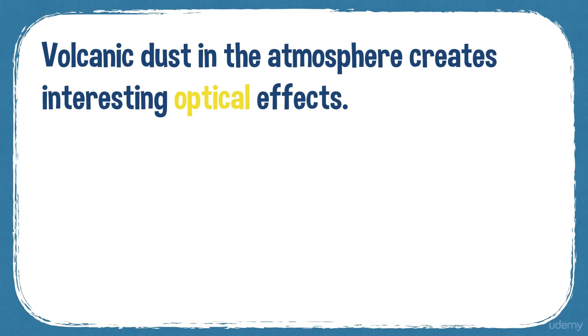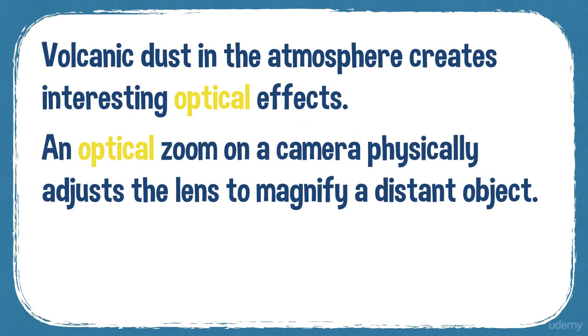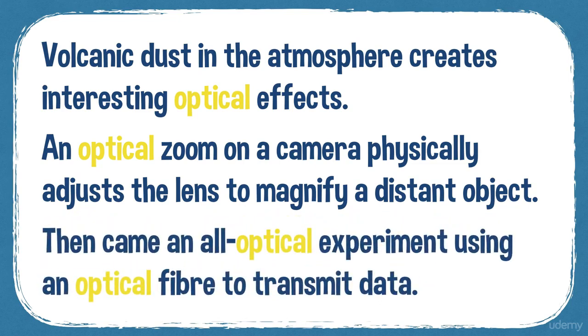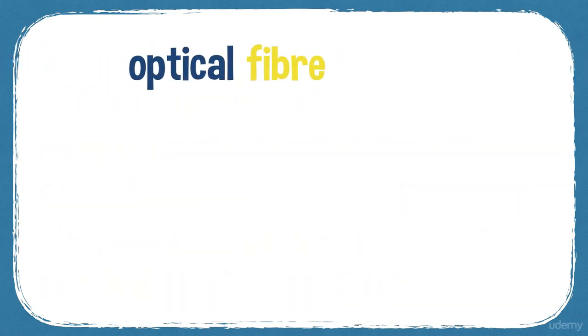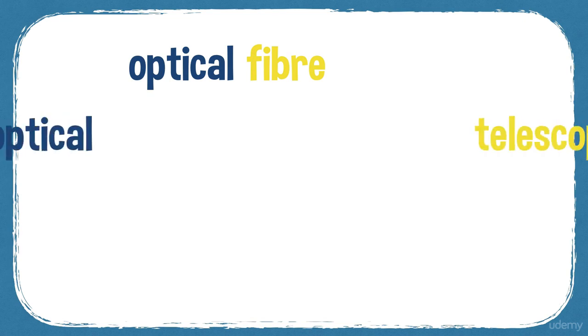Volcanic dust in the atmosphere creates interesting optical effects. An optical zoom on a camera physically adjusts the lens to magnify a distant object. And then came an all-optical experiment using an optical fibre to transmit data. So we talk about optical fibre. A lot of the internet works through optical fibres. So using light, pulses of light to send data through optical fibers on the internet.